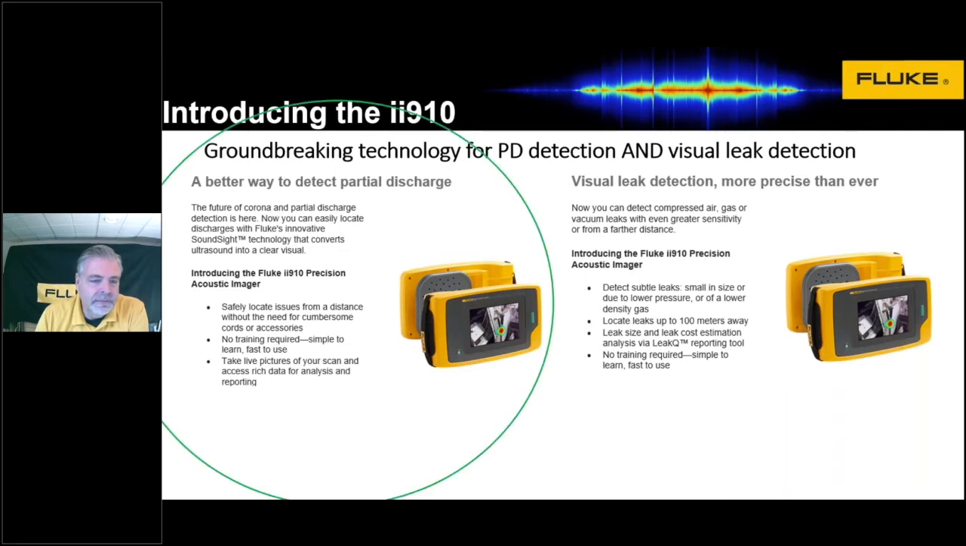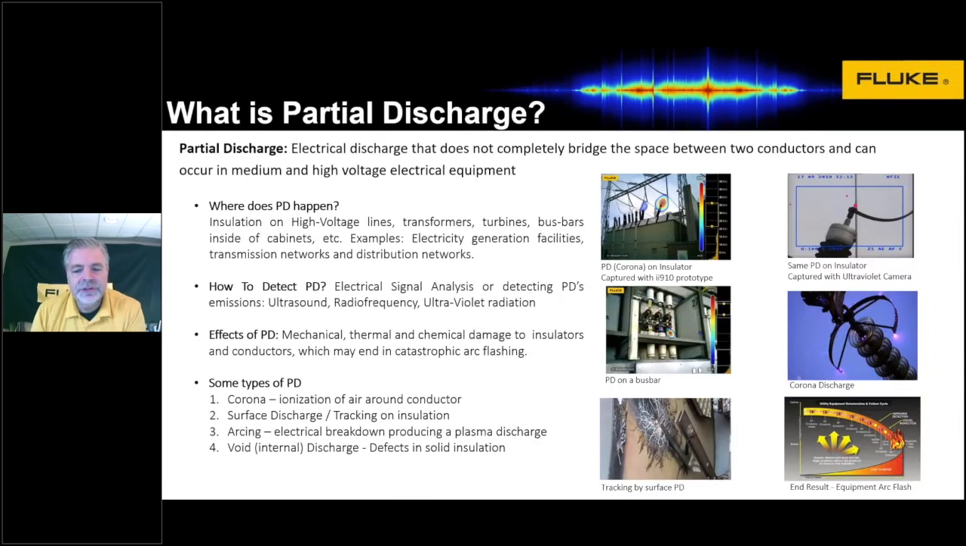So let's talk quickly about partial discharge. If you're not familiar with the concept of partial discharge, I'll try to encapsulate it here. Partial discharge is when typically high voltage electrical energy doesn't necessarily completely short, but it begins to short, or it starts to trace or track across surfaces or just into the air.